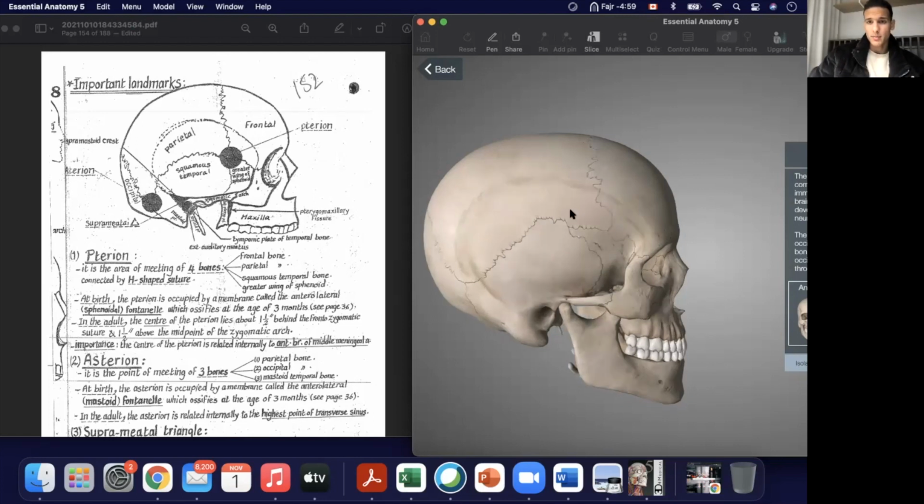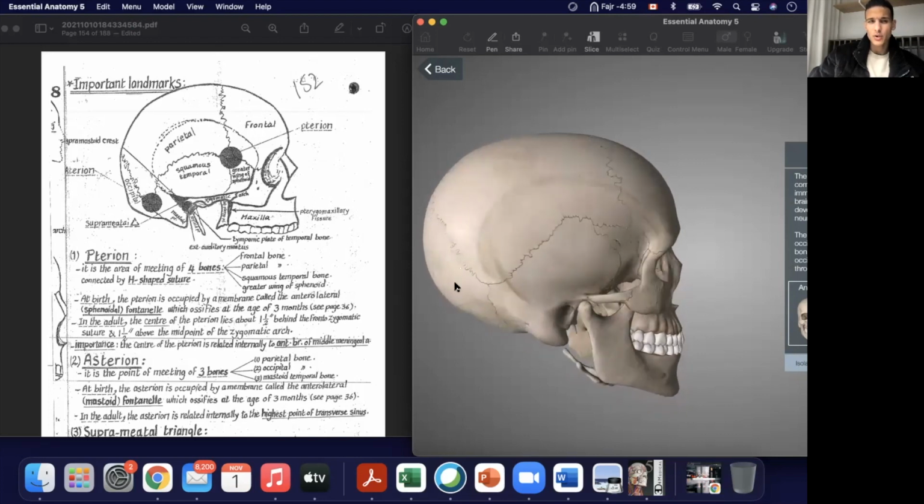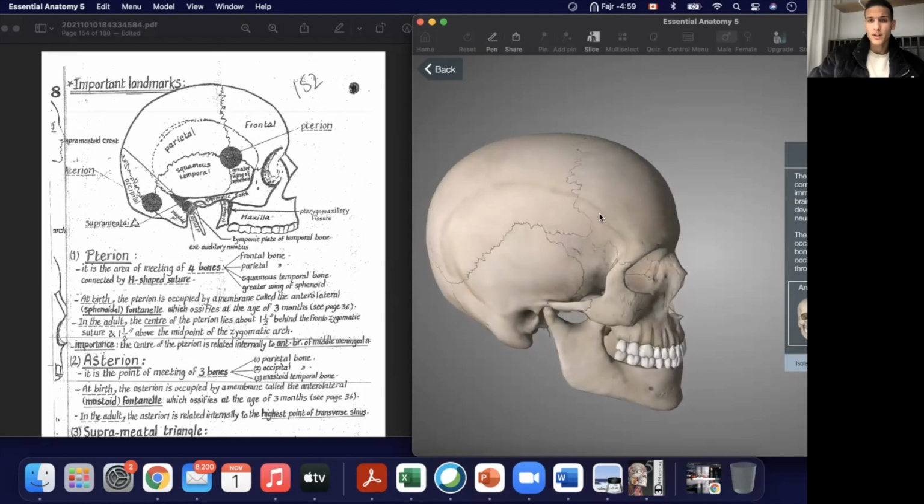Laterally as well, that's the pterion, and here is called the asterion. It's the meeting point between the parietal, the occipital, and the mastoid part of the temporal bone. And remember, I told you in the beginning of the video, there's the mastoid fontanelle, which is found in this region. And the sphenoid fontanelle is found in the pterion region. Fontanelles are soft parts within the structure of the baby's skull.